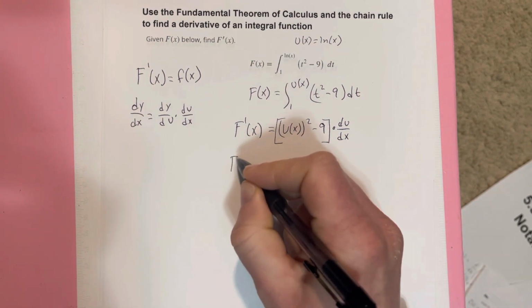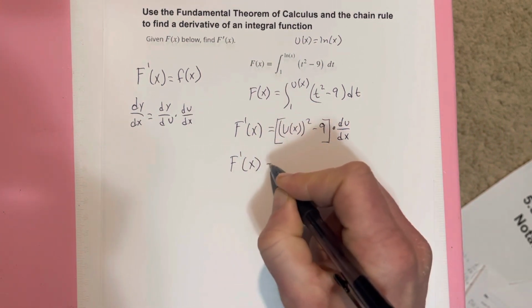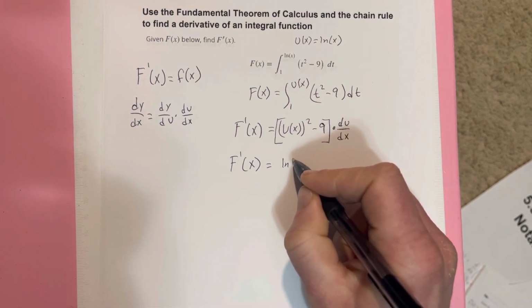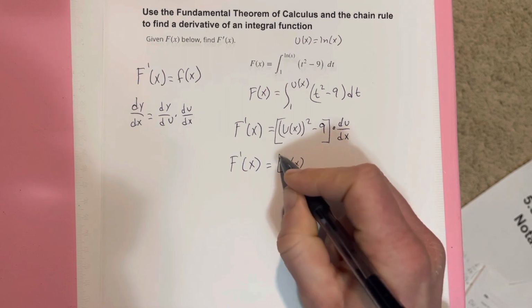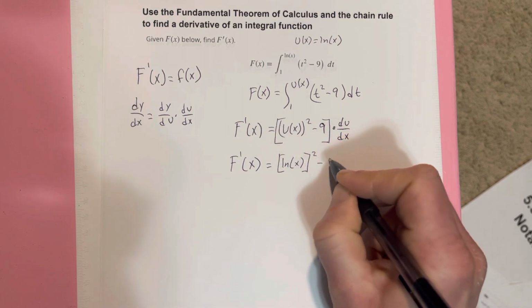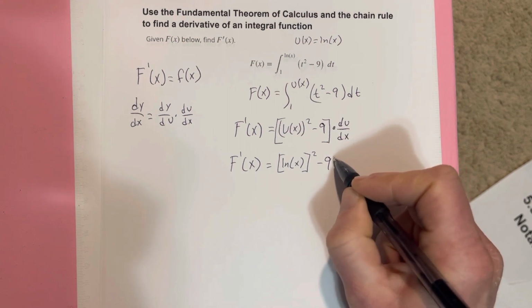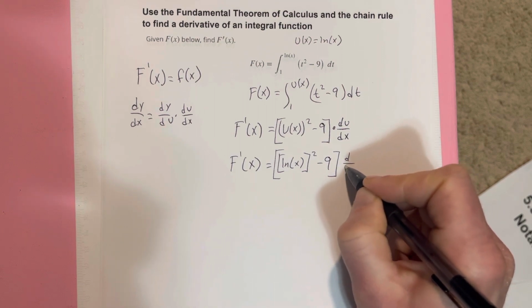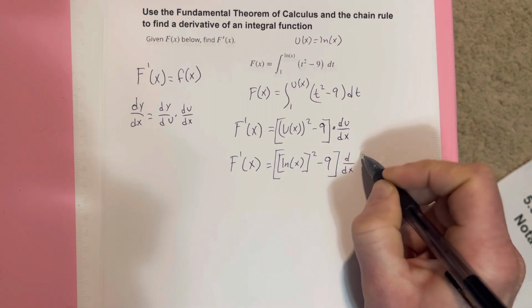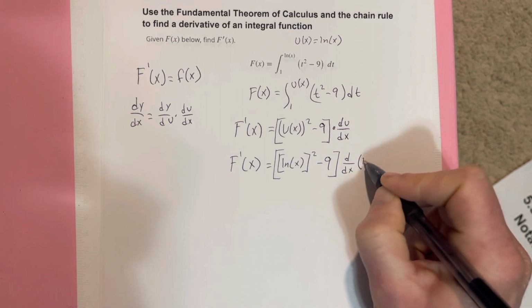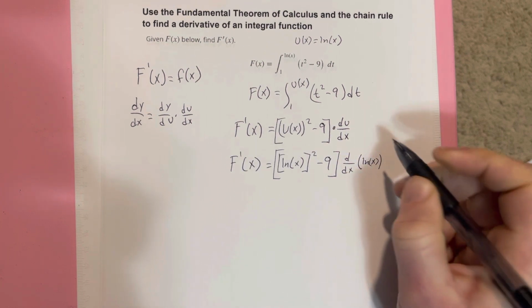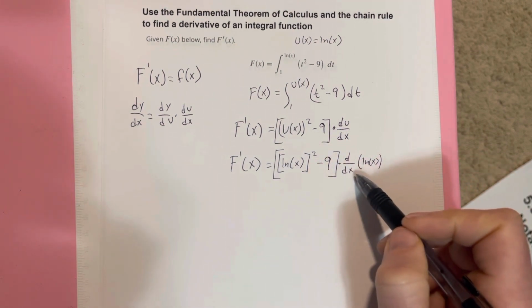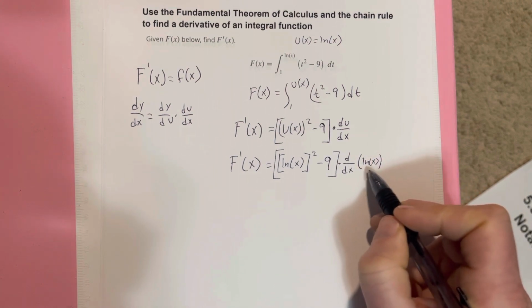So then I would have f prime of x is equal to, if I substitute natural log in here, natural log of x squared minus 9, and then this would still be times d over dx of u, which I'm going to plug in for u, that'd be natural log x. So when I take the derivative out here, I end up with 1 over x.